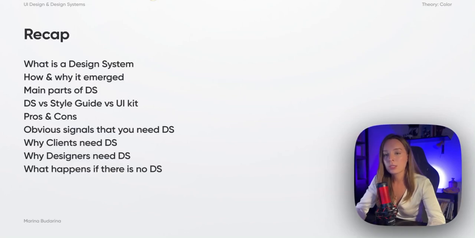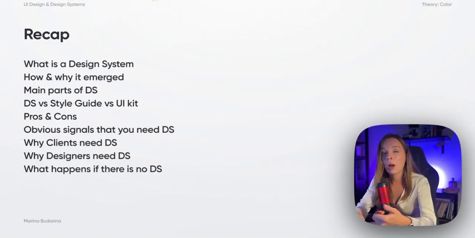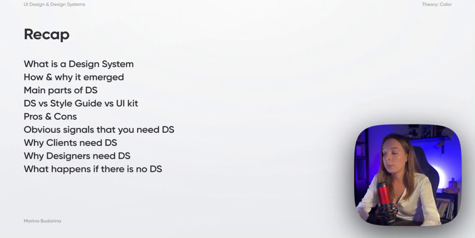And in recap, today we discussed what a design system is, how and why it emerged. We saw the main parts of the design system, discussed the difference between a design system, style guide and UI kit, saw some pros and cons, basically challenges, and saw some obvious signals that you need a design system. We also discussed why both clients and designers need a design system and how they can benefit from it, and considered some actual cases of what can happen if there is no design system in place, even if that's a small project or some work in a big enterprise.